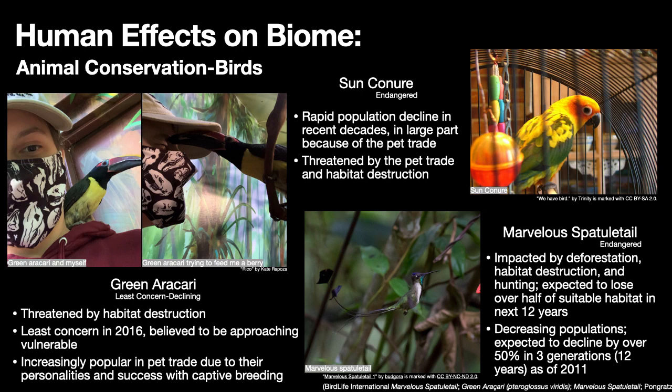Many tropical birds are threatened by habitat destruction and the pet trade. They're desired as pets both for their stunning colors and their lovable personalities, as showcased by my buddy Rico, the toucan, poking me in the eye with a blueberry as he tries to feed me. The spatuletail is also threatened by hunting, as the heart of the male is thought to be an aphrodisiac. As of 2011, they were expected to lose over 50% of their population over the following 12 years.